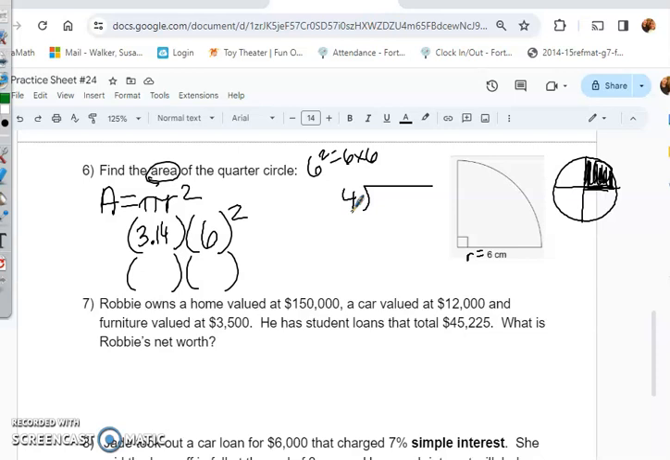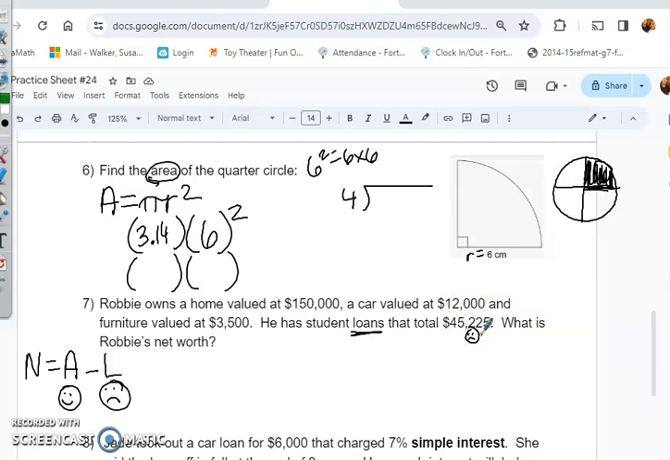Number 7. Robbie owns a home valued at $150,000, a car valued at $12,000, and furniture valued at $3,500. He has student loans that total $45,225. What is his net worth? So remember, net worth would be your assets, which are your good things, take away your liabilities, which are the bad things. Okay? So hopefully we know this is a loan. This one is bad. That means this is what we are going to subtract off.